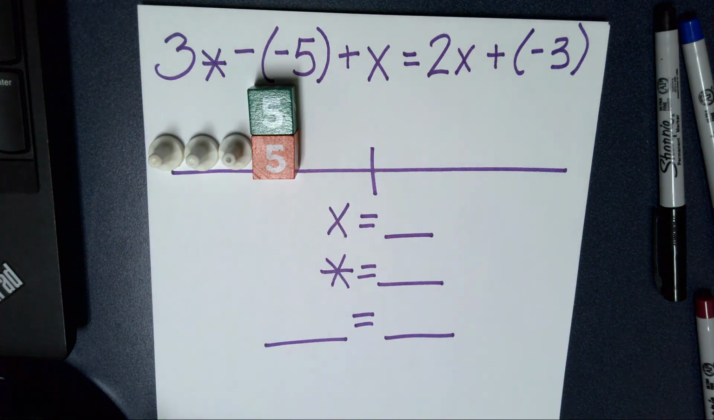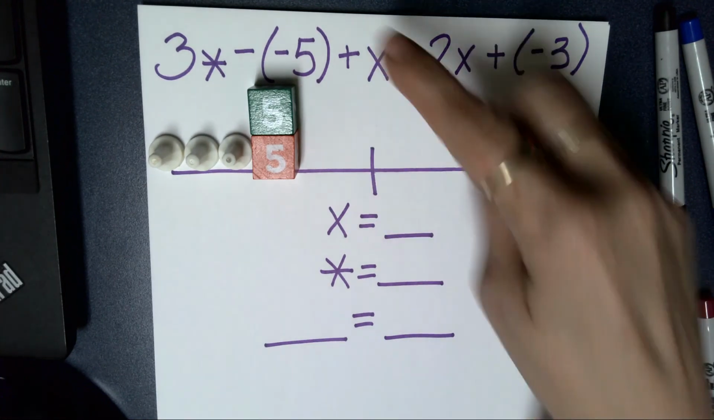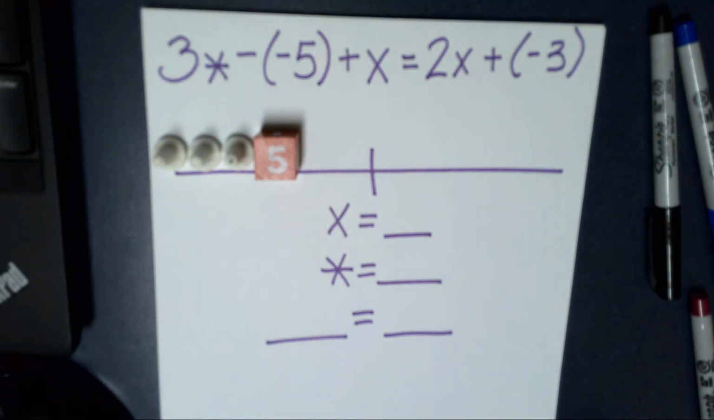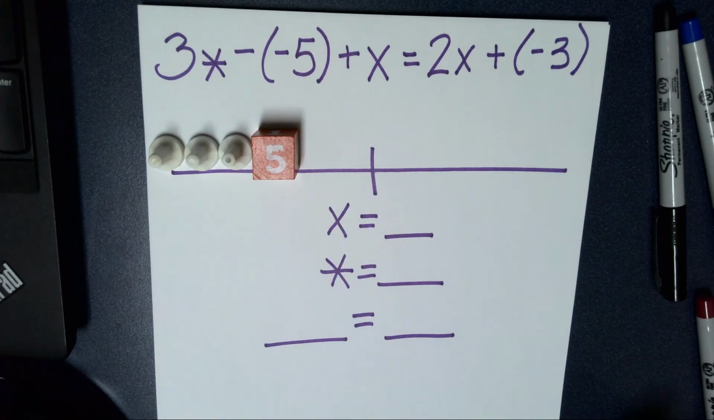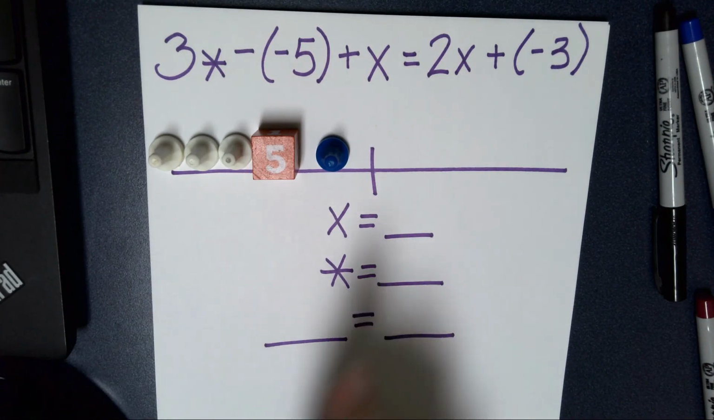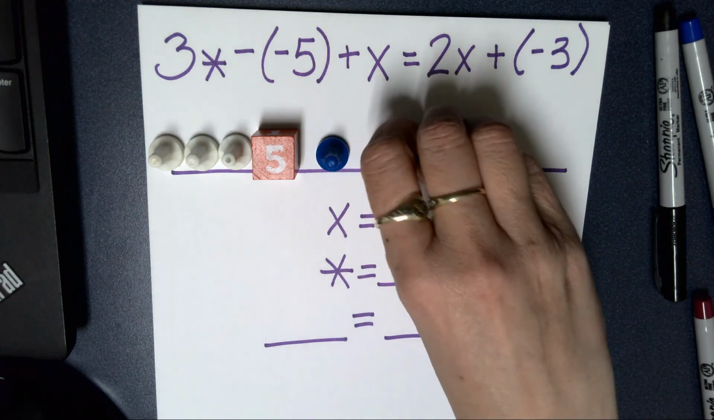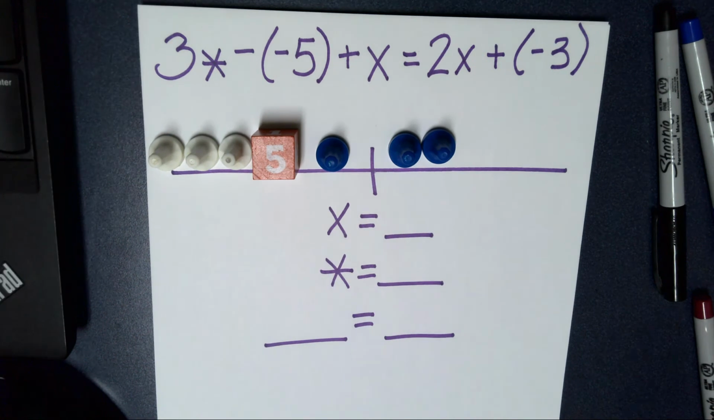Which one are we removing? This says to remove a -5. So we're going to remove the green one, and then we add a pawn. That doesn't look so bad, does it? Now on the right side, we have 2 x's. Those are pawns, plus a -3. So we just add that on there.